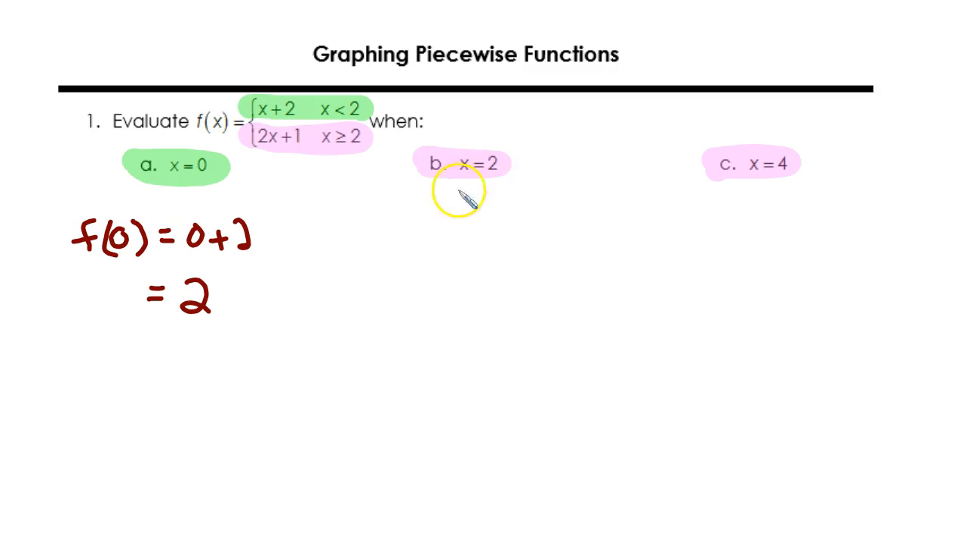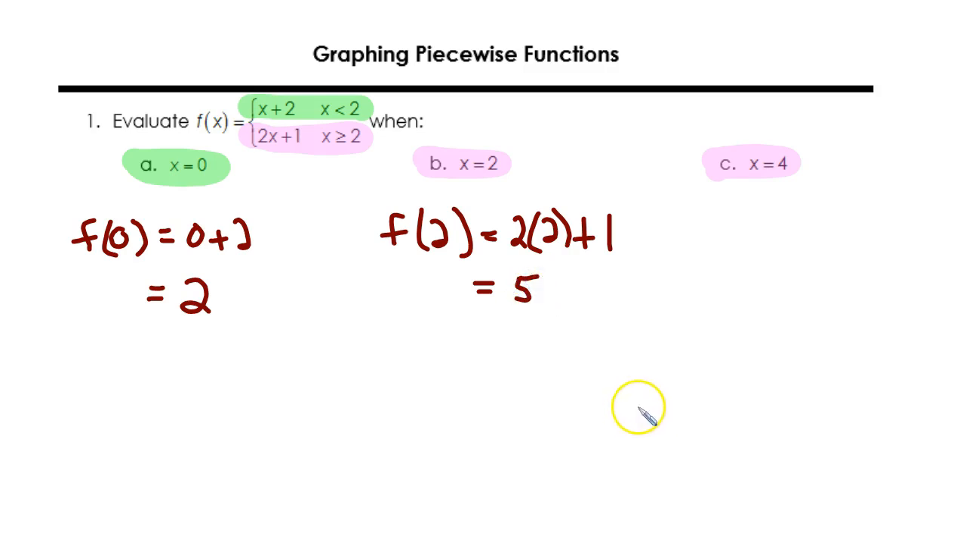For x equals 2, if I'm evaluating f of positive 2, I'm going to plug the 2 into the part of the function where the x values are greater than or equal to 2, and it's right here. So 2x plus 1 is the one that I choose. 2 times the x value of 2 plus 1. Well, 2 times 2 is 4, and 4 plus 1 is 5.